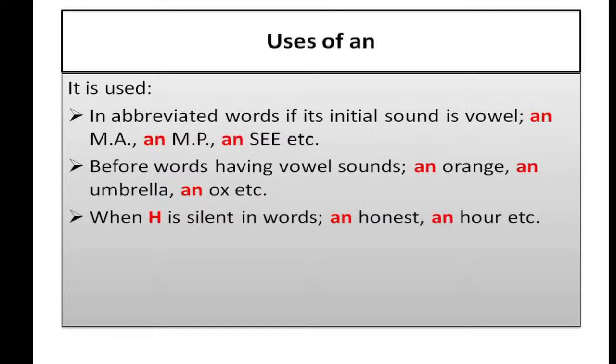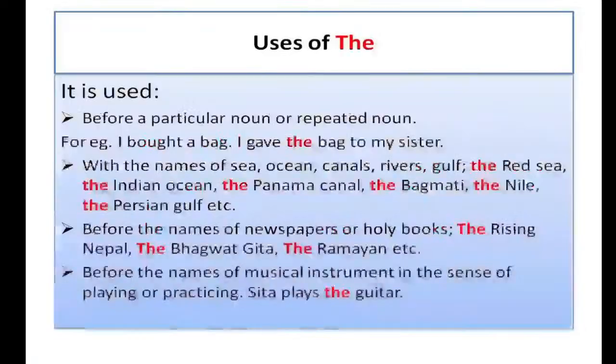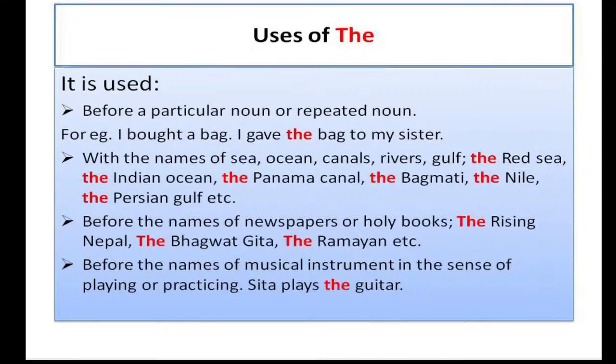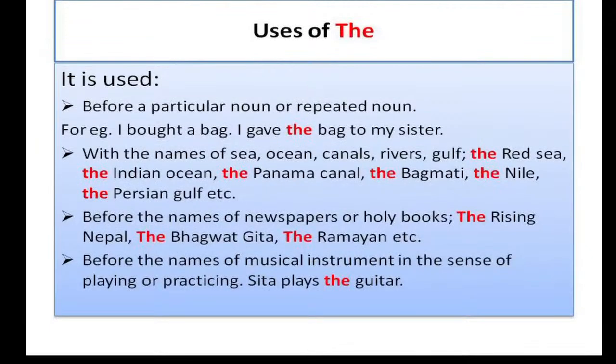Now uses of the. Next slide. Uses of the before a particular noun or repeated noun: I bought a bag, I gave the bag to my sister. Next is with the names of seas, oceans, canals, rivers, gulfs. Before the names of newspapers or holy books. Before the name of a musical instrument in the sense of playing or practicing. I explained it on the whiteboard already. Next slide.